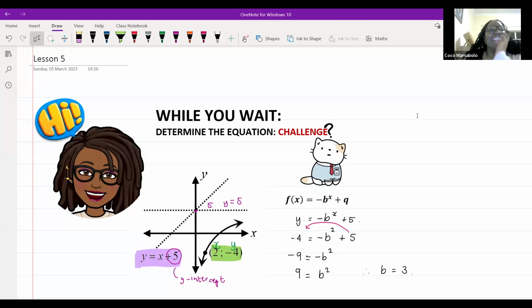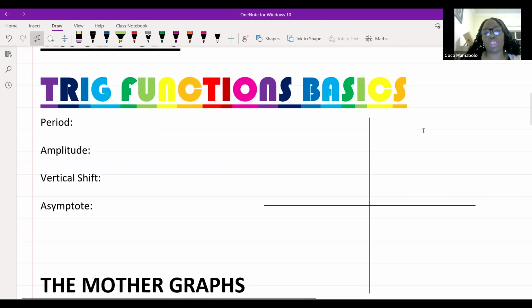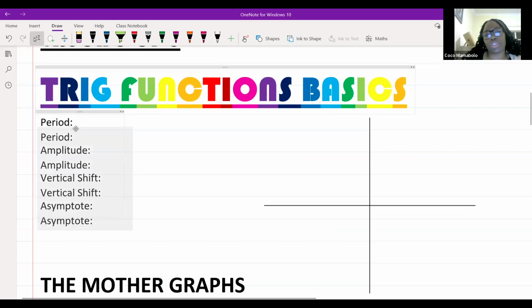All right, okay, let's get into the lesson today. But I'm going to go about it in a roundabout way, because I actually want to teach this in a way that makes a lot of sense for us. So we're going to be learning a couple of new words. The first few words over here are going to be this: period, amplitude, vertical shift, and asymptote.